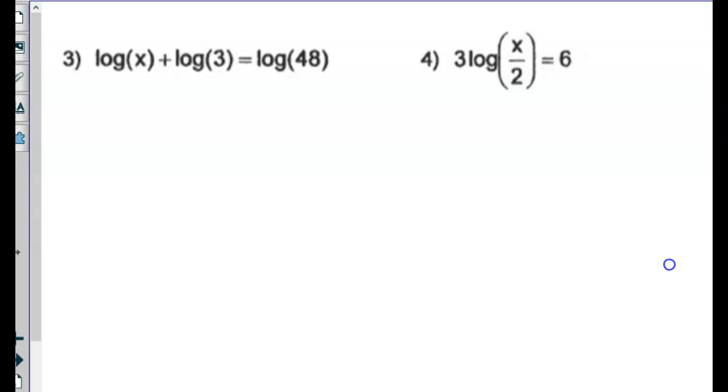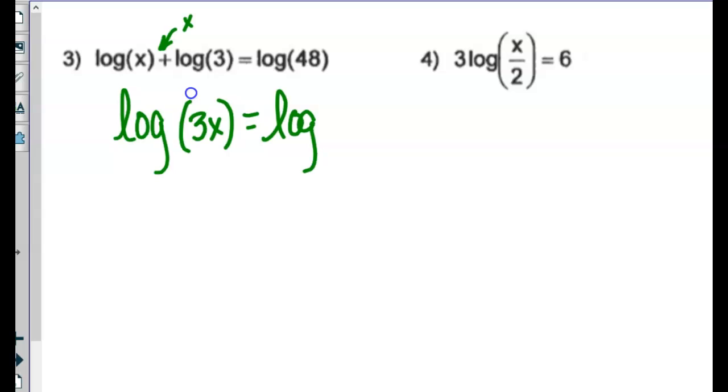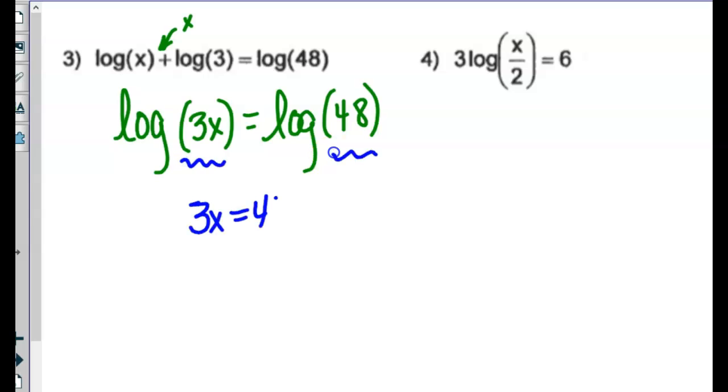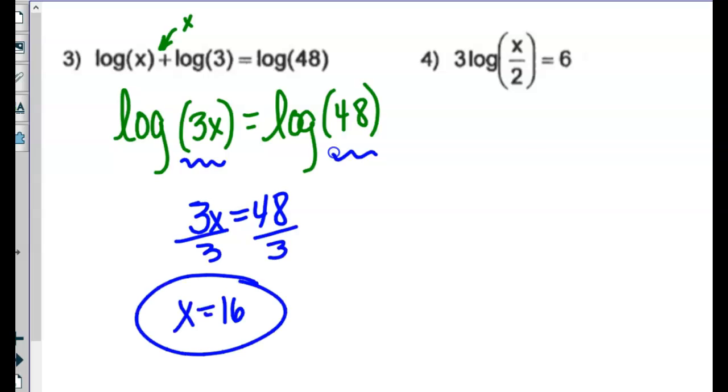Number 3. Super easy if you remember the idea. Good job, Martin. Because plus turns into multiply. Okay. The only way that's true is if? Yeah. If 3x equals 48, divide and get x is 16. Good job.